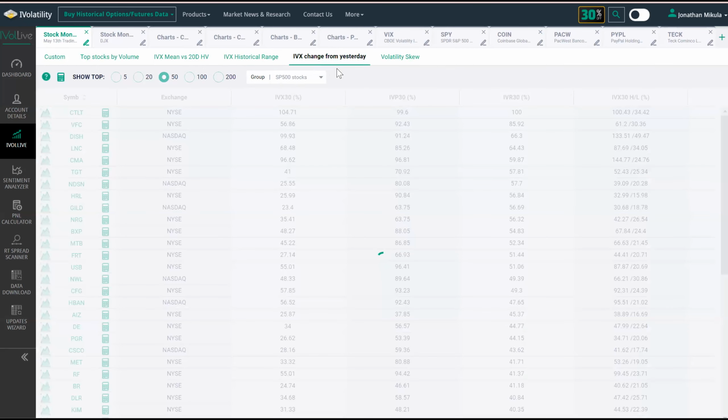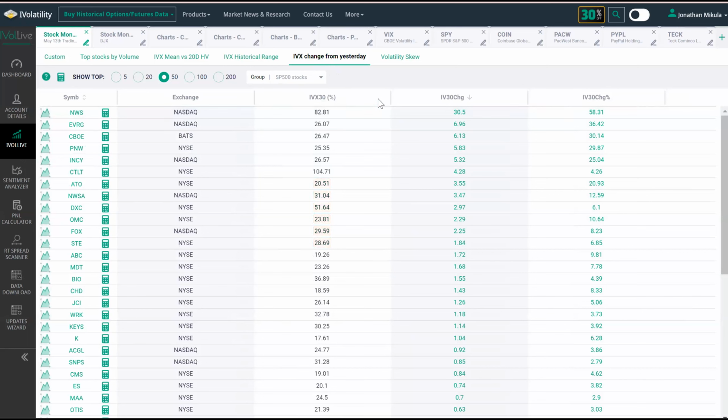Then, moving on, IV exchange from yesterday. This is cool because it shows you, in real time, where the action is, what's happening day over day. It gives you the absolute amount of change, and then puts that into percentage format. So this is the IVX. This is how many absolute points it changed, and this is that expressed as a percentage. You can see NWS had a big jump, 58%. For an S&P stock, that's high. Anything over a 10% overnight jump is high. So you can come here and just find interesting names.